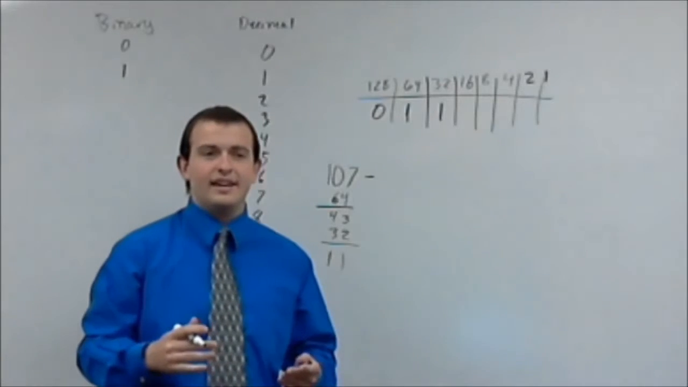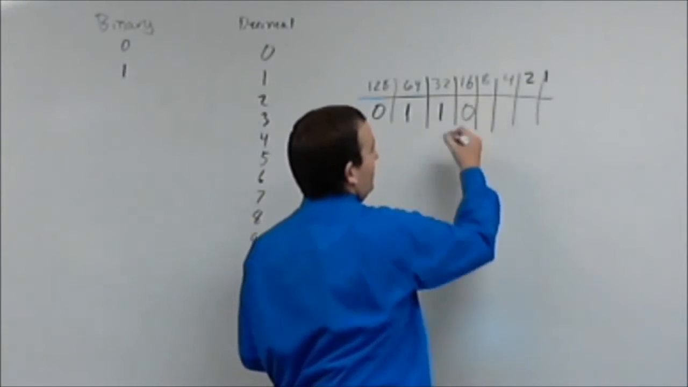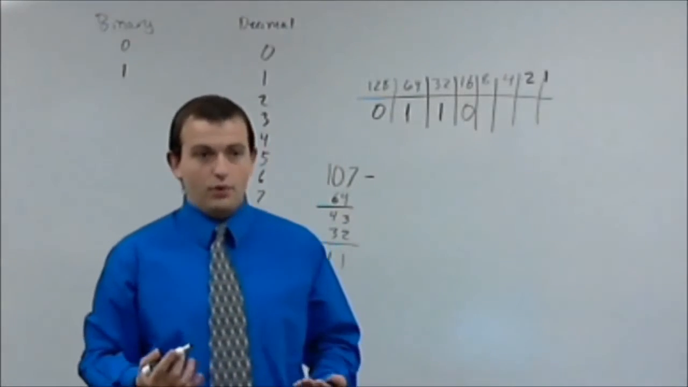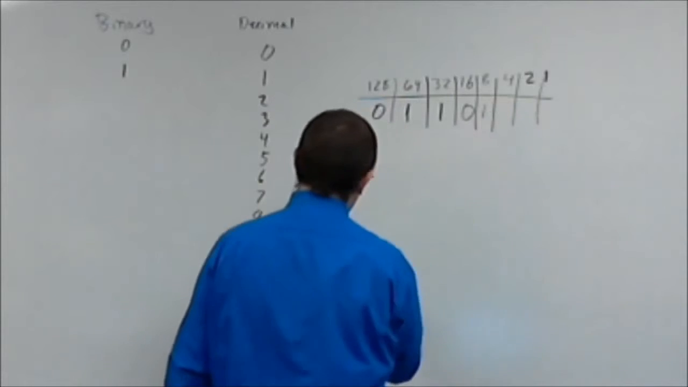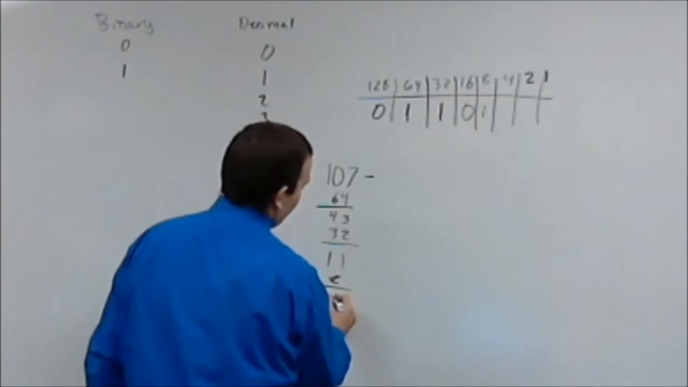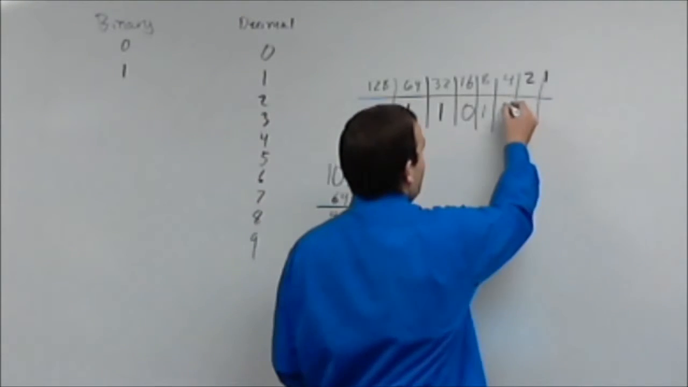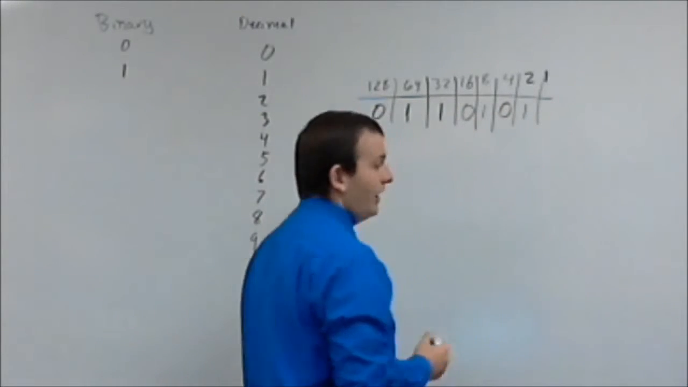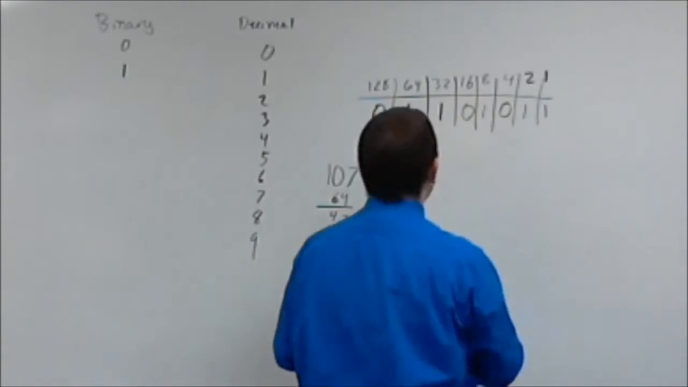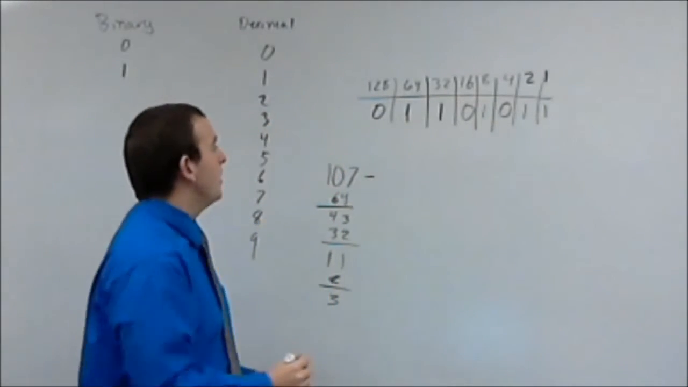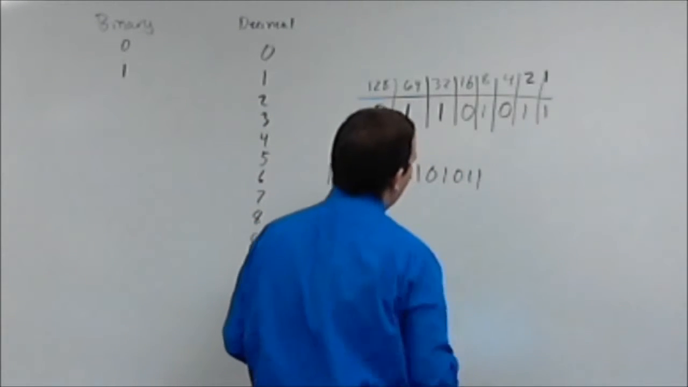Alright, so we're going to move on to the next slot. Next, 16. Is 16 too big to go into 11? Yes. So we're going to cross it out. We need to put a 0 in there. Now we've got 8. 8 is the next number we need. So we add an 8, subtract it from down here, and you've got 3 left. 4 is too big. We need a 2, which leaves us with 1 left we need to fill, so we need a 1. So the binary equivalent of 107 would be 01101011.